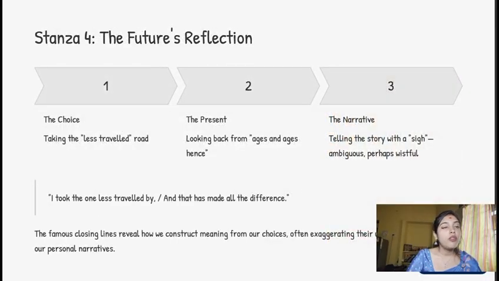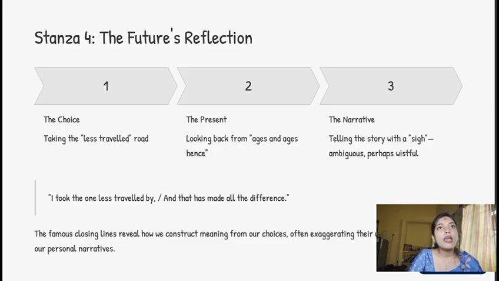Now the fourth stanza. I shall be telling this with a sigh. Somewhere ages and ages hence, two roads diverged in a wood, and I took the one less travelled by, and that has made all the difference. So this is the fourth stanza and the explanation of the fourth stanza. So this is the final stanza.